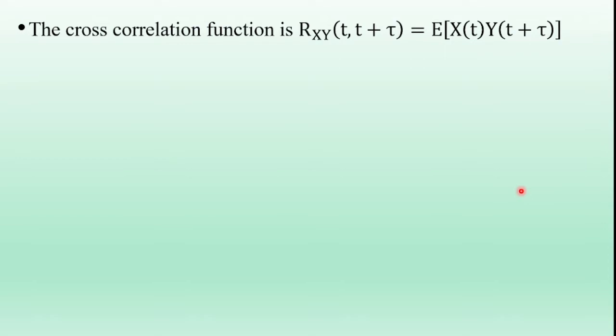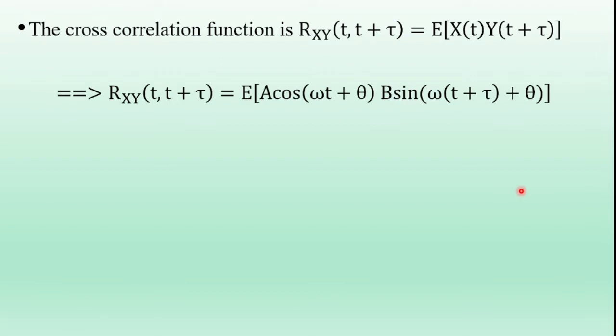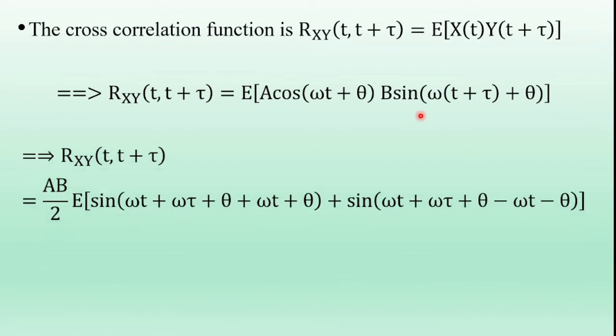First bit solution. We know that the cross correlation function of the random processes x of t and y of t is Rxy of t comma t plus tau equals expectation of x of t y of t plus tau. Given that x of t is A cos of omega t plus theta and y of t is B sin of omega t plus theta, therefore Rxy of t comma t plus tau equals expectation of A cos of omega t plus theta into y of t plus tau, which is B sin of omega t plus omega tau plus theta. AB is constant, that is written before the expectation.